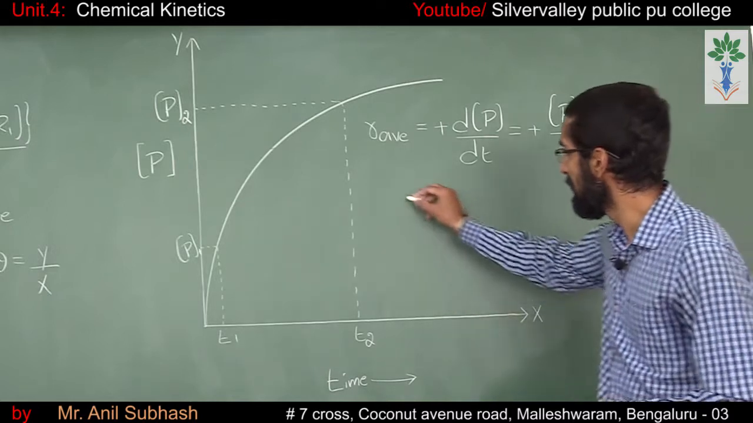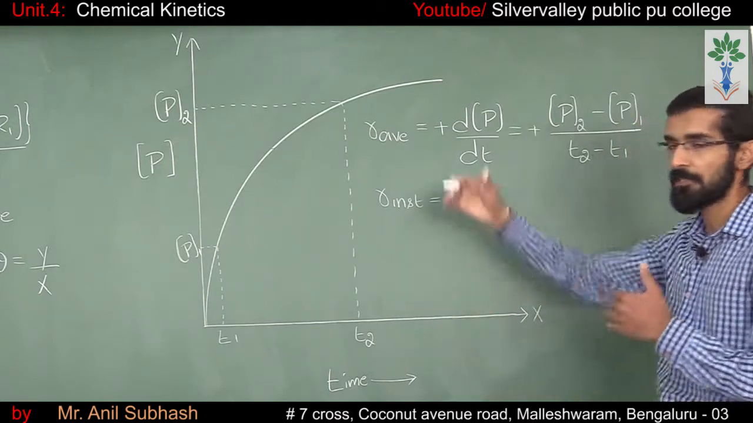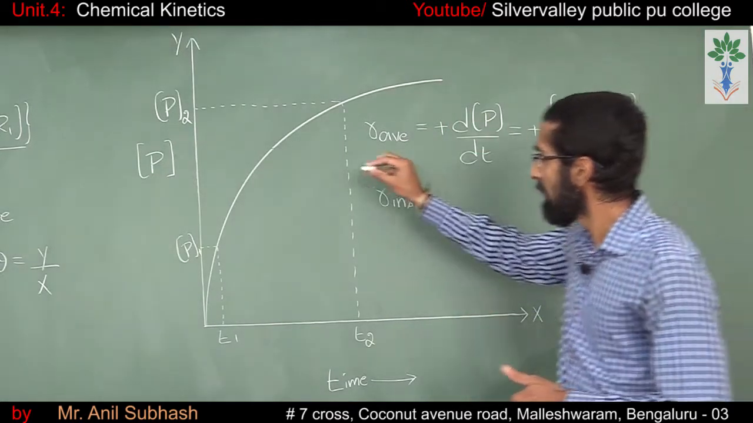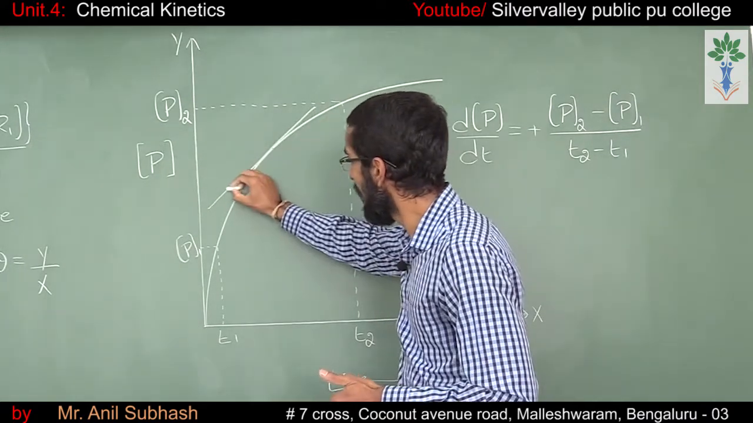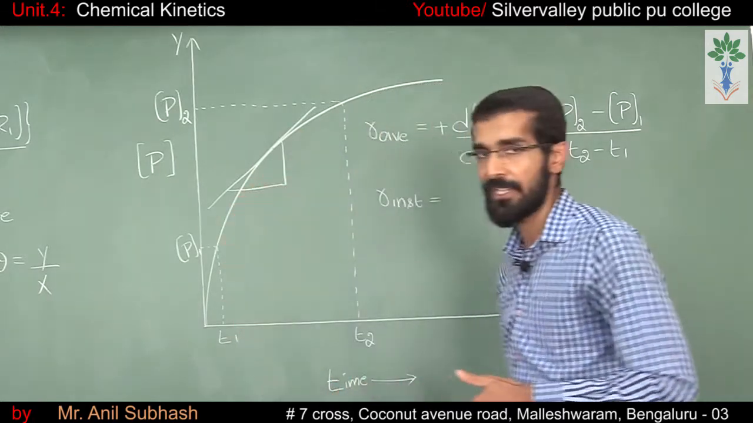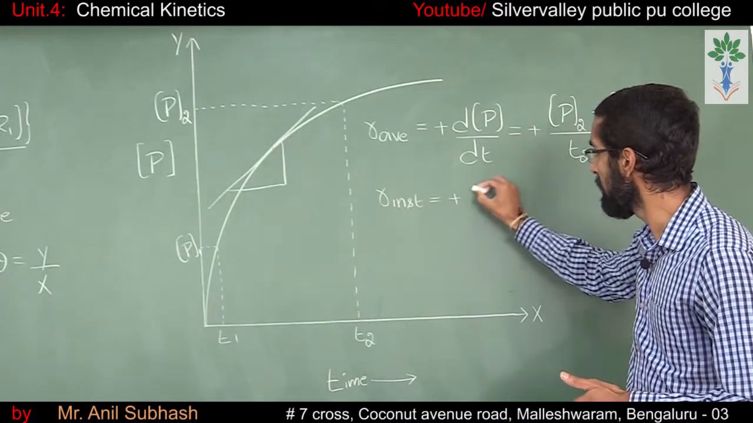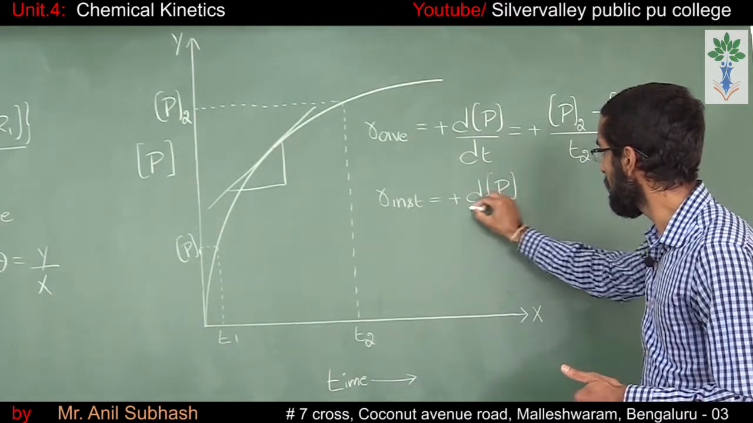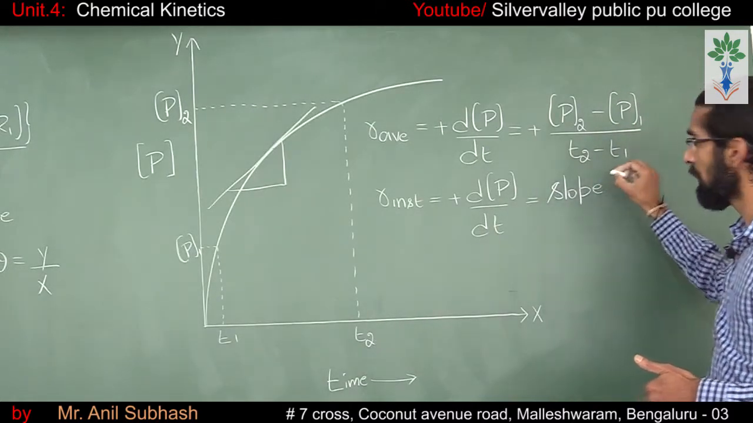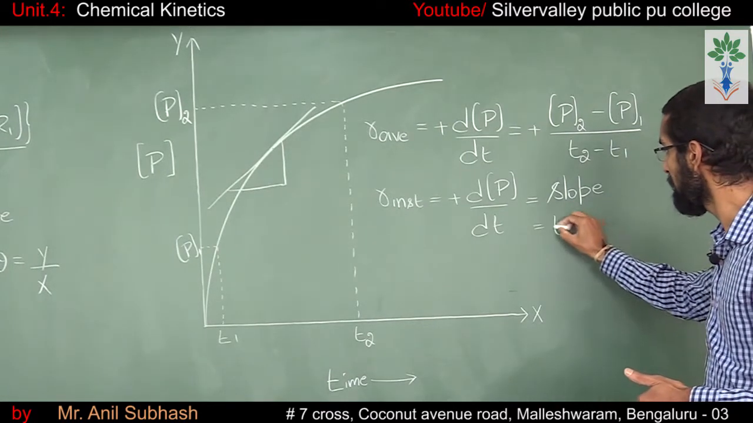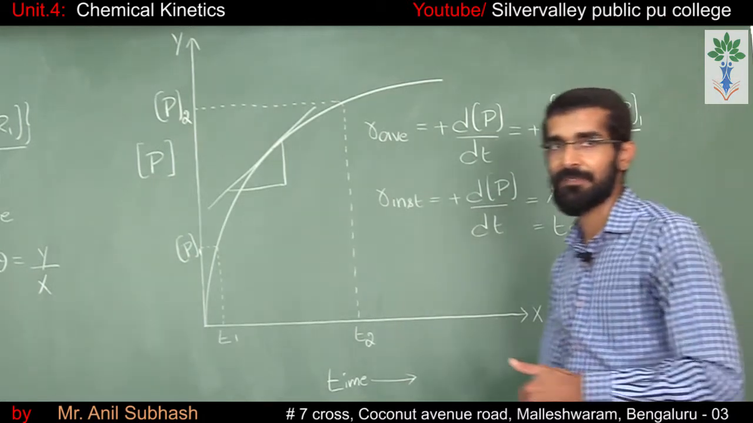In the same way, instantaneous rate is given by the slope of the curve. So we are supposed to draw a tangent to this curve, and if I find out the slope of this tangent, I get the instantaneous rate. That is, R instantaneous is equal to plus dp by dt, that is equal to the slope of the tangent, which is given by tan theta, that is equal to y by x.